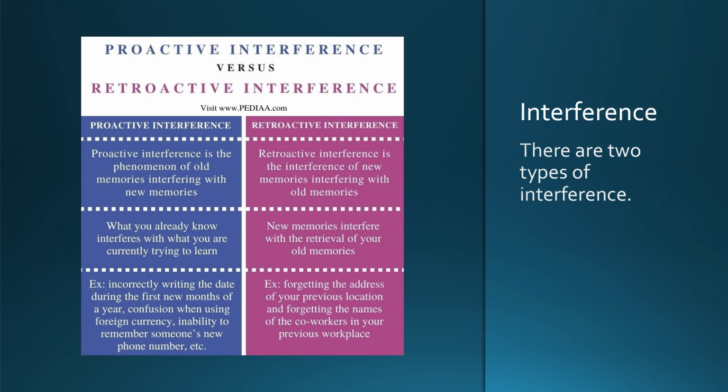On the other hand, retroactive interference is new memories interfering with old memories. New memories interfere with the retrieval of your old memories. For example, forgetting the address of your previous location and forgetting the names of the coworkers in your previous workplace. Those are examples of proactive and retroactive interference, which again are reasons that we forget.